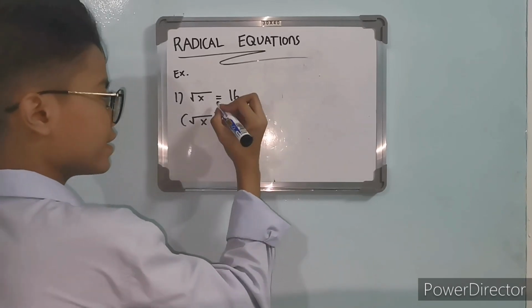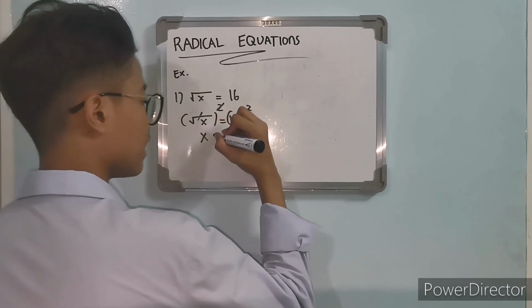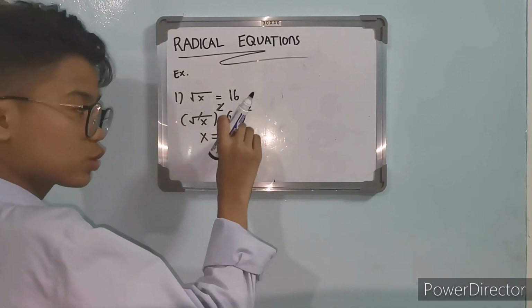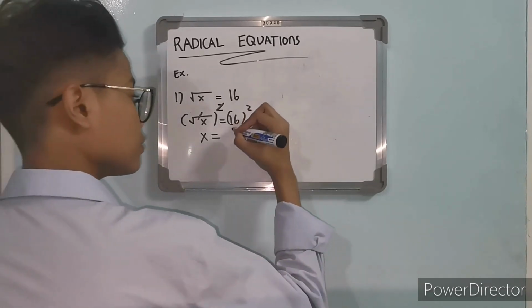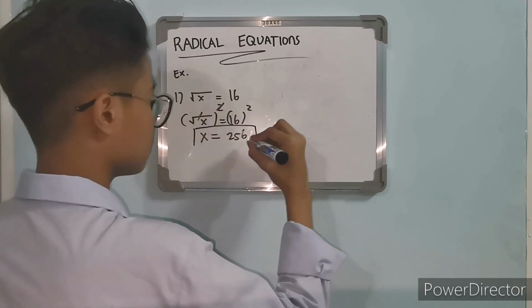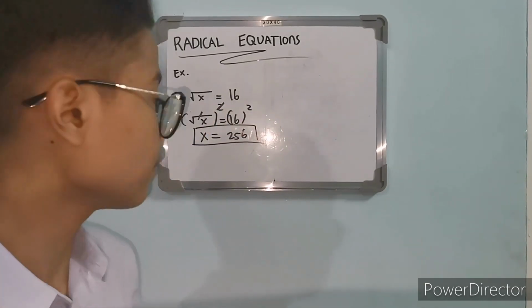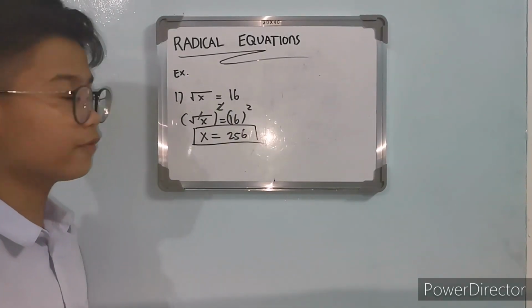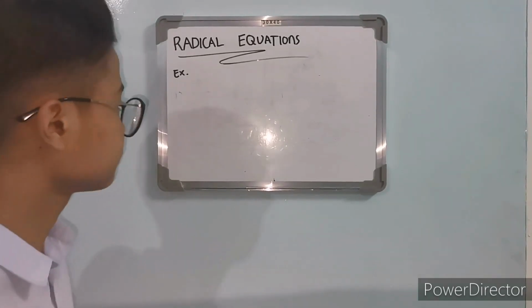What this will do is eliminate the radicand symbol, leaving us with x equal to, then squaring 16 as well, since we are squaring both sides. So 16 squared is equal to 256. See? It's very, very basic and simple. That is our solution for number 1. Let's move on to number 2.